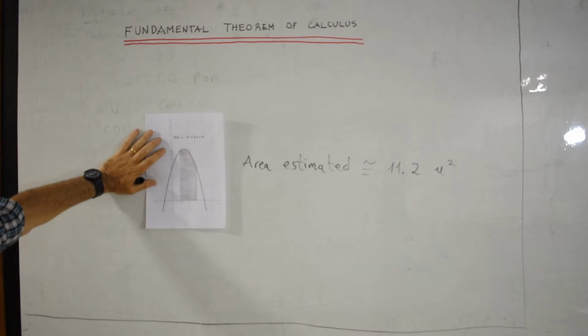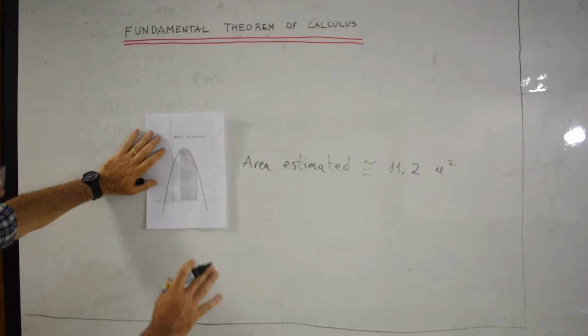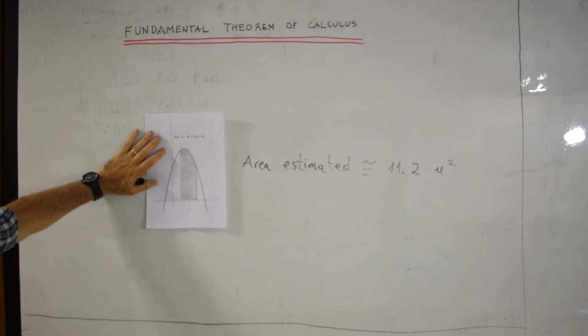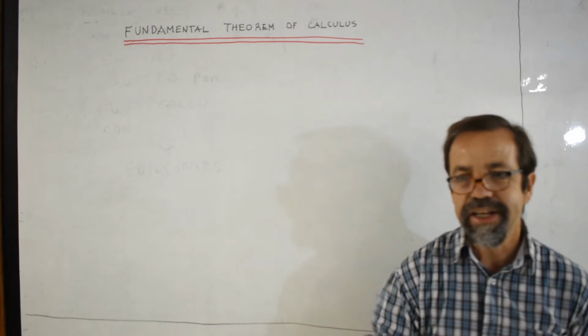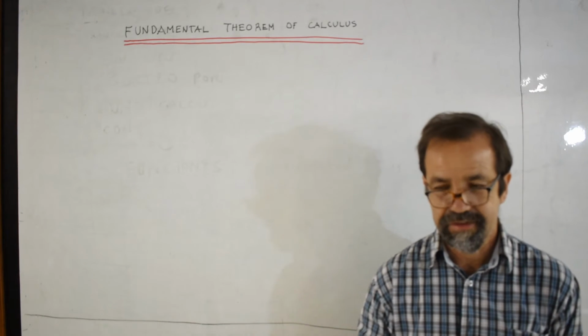And well, that was the starting point, the experimentation. And once they had done the experimentation and given several different results, but all similar, we went on to introduce the concept of integration to find this area in an exact way, and to ground the theorem that underpins that calculation. To differentiate and to integrate are inverse processes.